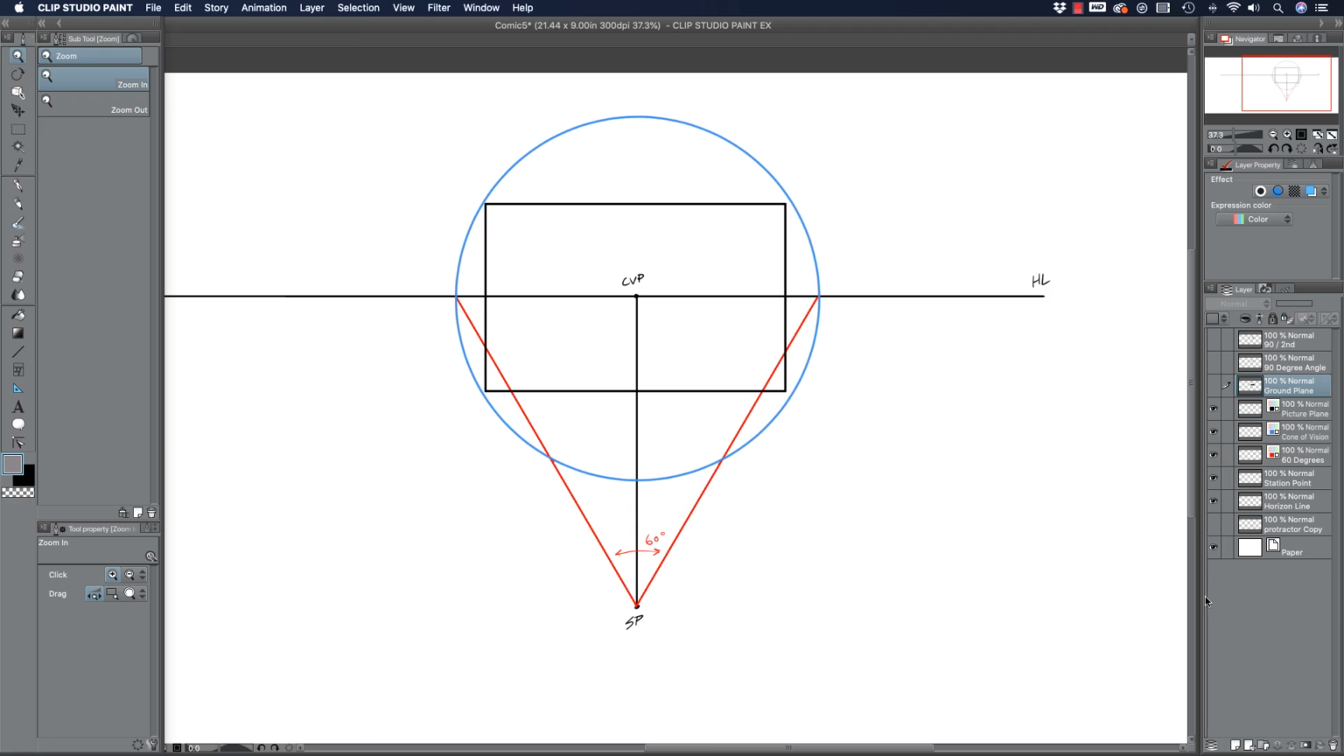So let's get rid of the protractor now. And so now this is our cone of vision. This is the illustration that you'll see a lot of times that people show, and they say, hey, here's your cone of vision, have fun.